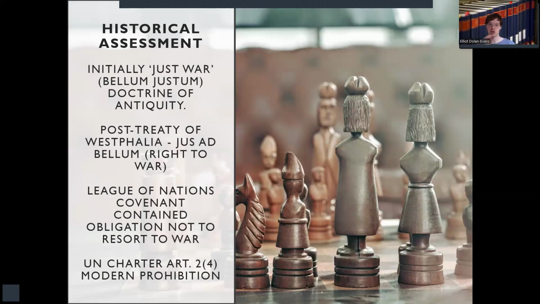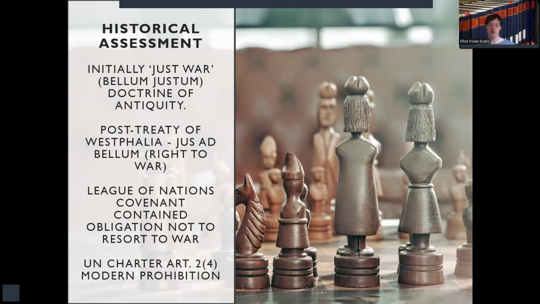And the Covenant of the League of Nations contained an obligation not to resort to war, and a declaration that any war or threat of war was now a concern to the whole League of Nations, and the League shall take any action that may be deemed wise and effectual to safeguard the peace of nations. So this was a really important landmark, but there were lots of qualifications and loopholes within the League of Nations itself, and also the Covenant too, as a document.